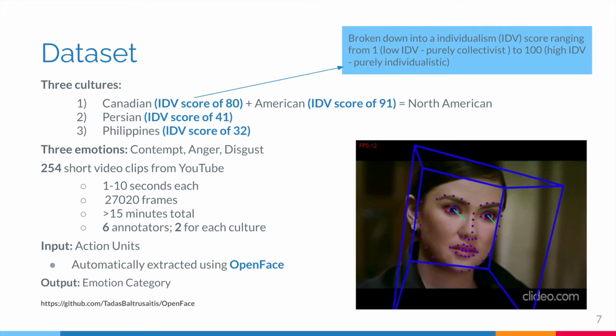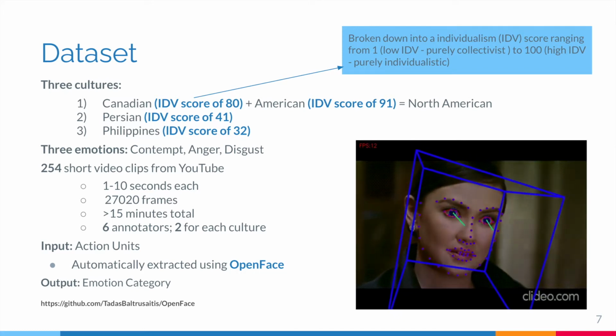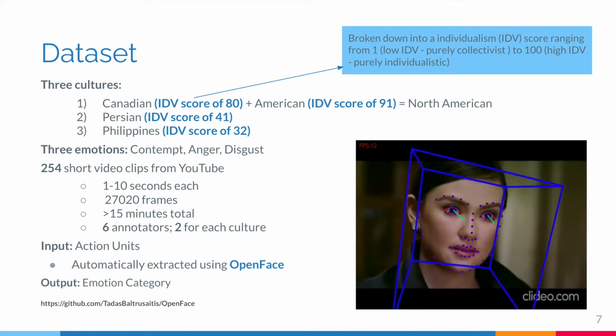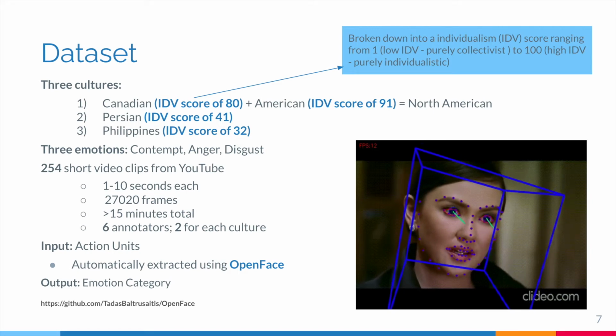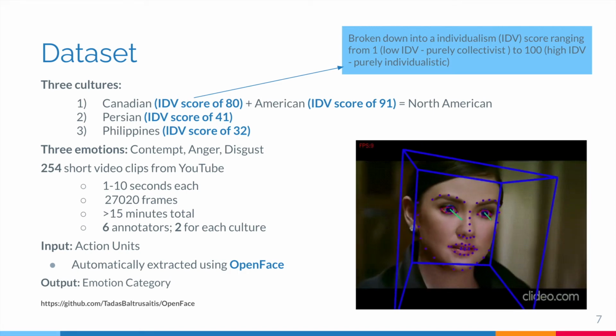We collected 254 short clips, which range between 1 and 10 seconds. The whole dataset contained 27,000 frames and was over 15 minutes in total. To also establish a baseline for our dataset, we had 6 annotators who volunteered to help label each clip, in addition to the 3 data collectors who collected the clips.